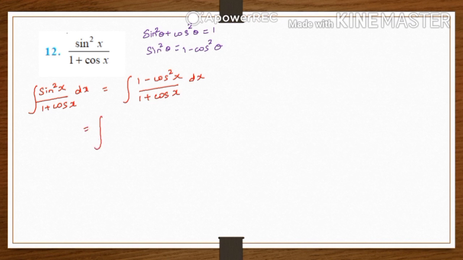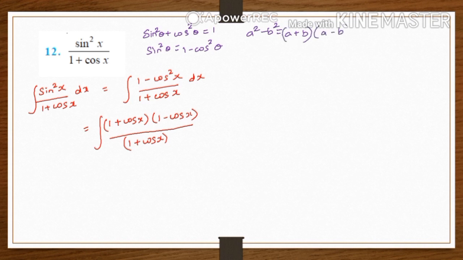So now this 1 minus cos square x, I can write it as 1 plus cos x into 1 minus cos x. 1 can be written as 1 square also. So 1 square minus cos square x is nothing but 1 plus cos x into 1 minus cos x, because we are using the formula a square minus b square is equal to a plus b into a minus b. So in the place of a I am having 1, in the place of b I am having cos x. So that is why I used it. Now 1 plus cos x gets cancelled and we are left with integral 1 minus cos x dx.